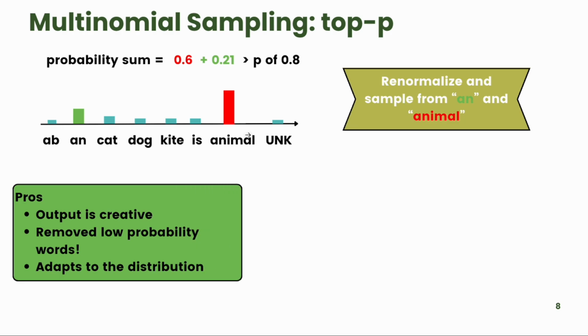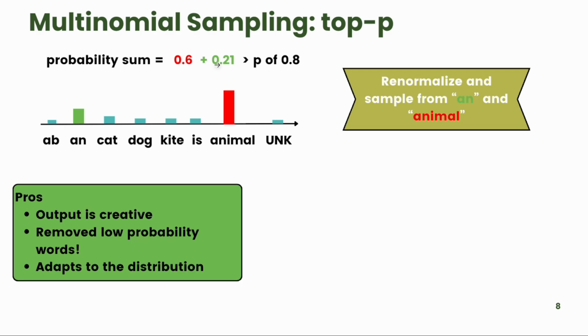So the benefits are the same as what we discussed earlier. You have diversity in the output. You're exploiting the randomness in the output distribution, so your output will be creative. But the biggest benefit as compared to the top K approach is that now you're adapting to the distribution. Because you're taking sums of these probabilities, you keep on adding elements or tokens from which you will be sampling till your threshold is reached.